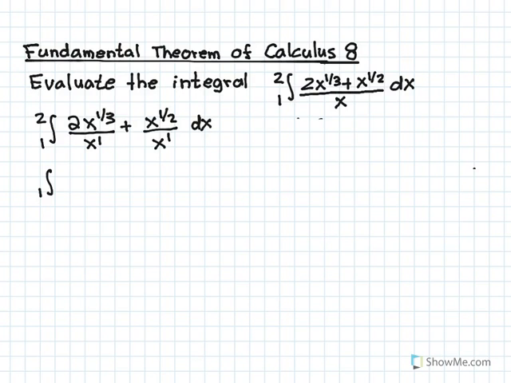We get the integral from 1 to 2 of 2x^(1/3 - 1). We have the same base, so we subtract off the exponents. That's going to give us 2x^(-2/3) plus x^(1/2 - 1), which is x^(-1/2).